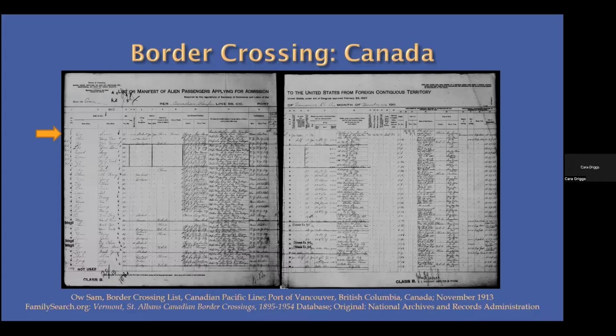The earliest border crossing records for Canada are from 1895, and they often look much like ship manifests. This border crossing record from St. Albans, Vermont is for Ao Chuk Sam from China from 1913. And we see from this Canadian Pacific Line manifest that he was from Sunhing, China, which is in the vicinity of Guangzhou, sailed from Hong Kong on July 16, 1913, arrived in Vancouver on August 3rd, entered the United States on October 25th, destined for Boston. So he was in Canada for a while before actually entering the US.